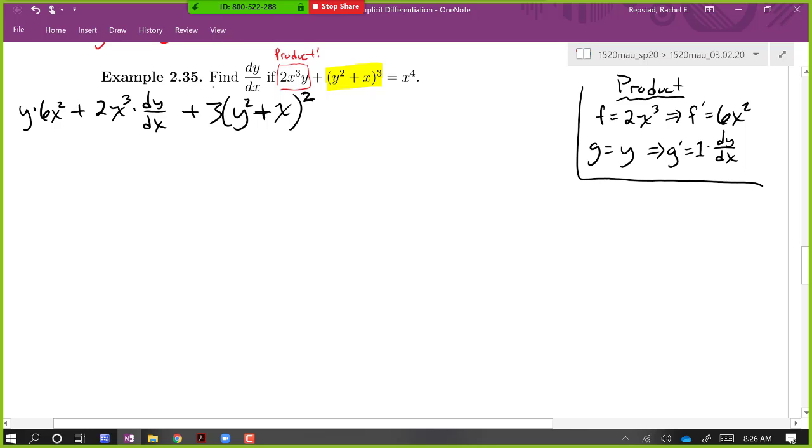And then comes the chain rule, right? We have to multiply by the derivative of the stuff inside. So now, focus on what's inside the parentheses. What is the derivative of that stuff? 2y plus 1. You're very close. What goes here? dy dx.